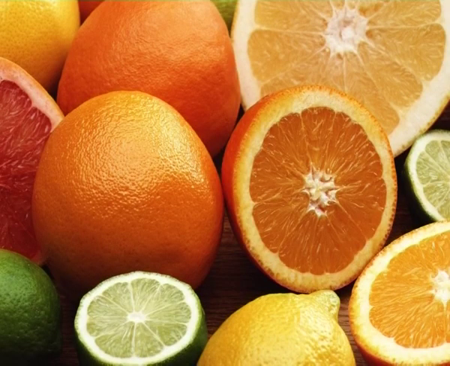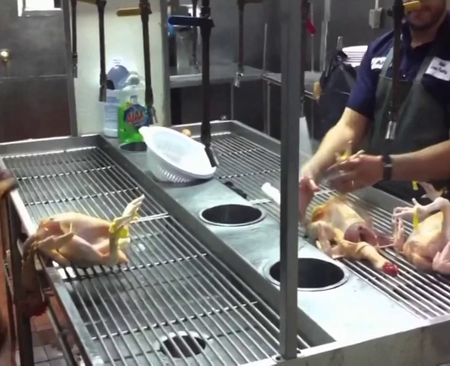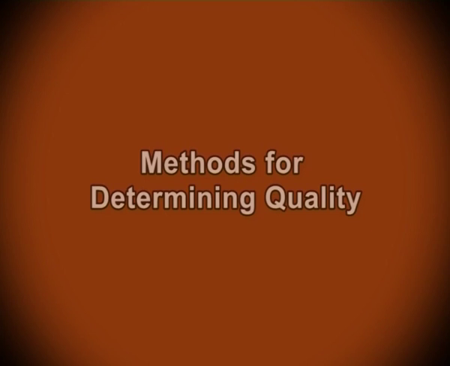In citrus fruits such as oranges, mandarins and lemons, excess irrigation causes high acidity and deficiency of moisture reduces fruit size, juice content and increases thickness of peel. Harvesting factors. Method of slaughtering in meat products, that is halal or jhatka. Stage of maturity in cereals and pulses. Ripeness and physiological age in fruits and vegetables. Method of milking the dairy animals, etc. are important factors affecting quality.